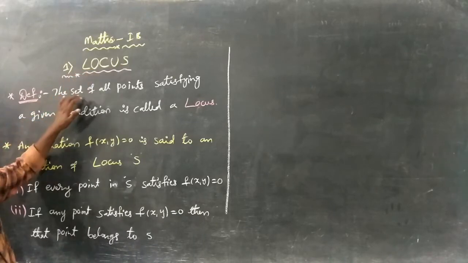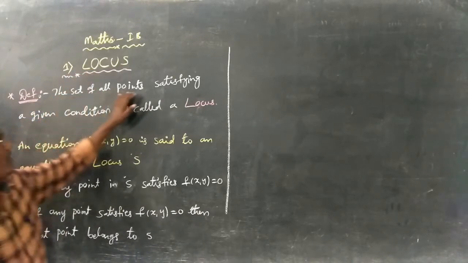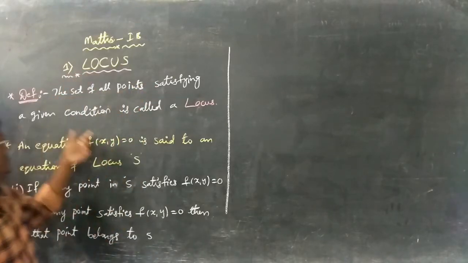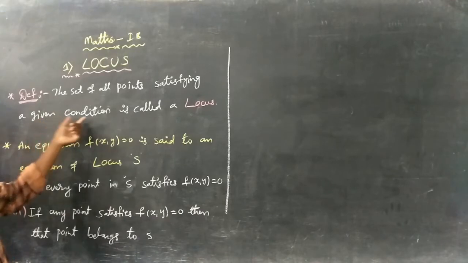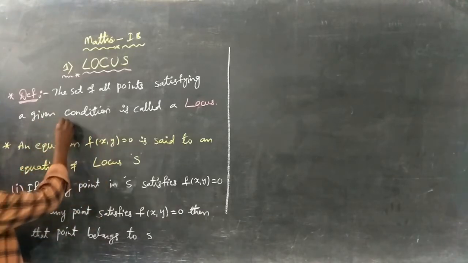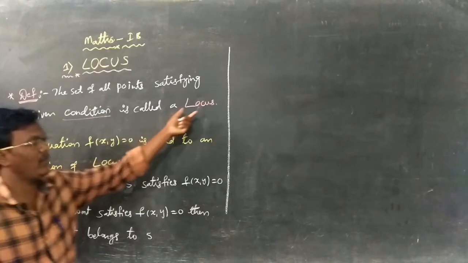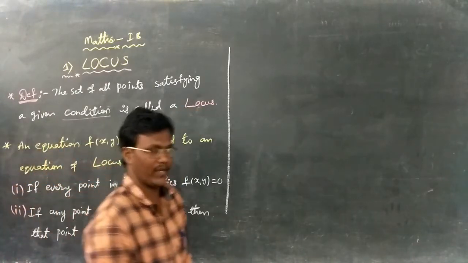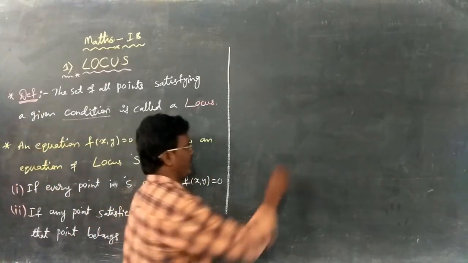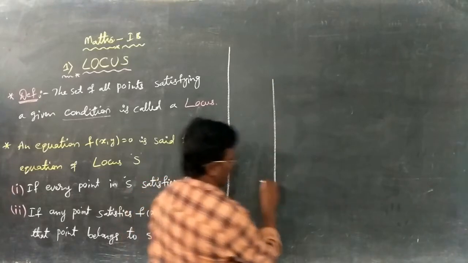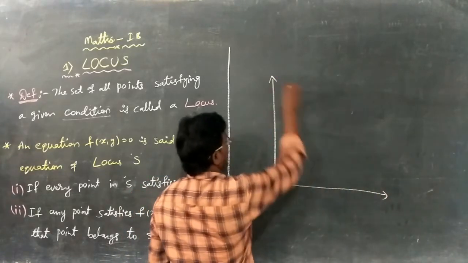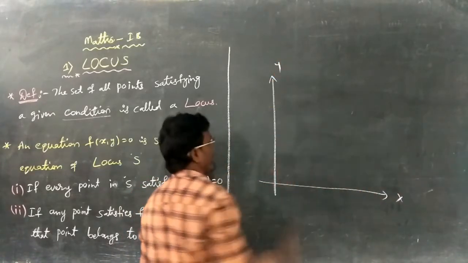The definition of locus is the set of all points satisfying a given condition. That set is called a locus. How to get the locus is very simple. Suppose I am taking here the x-axis and the y-axis.